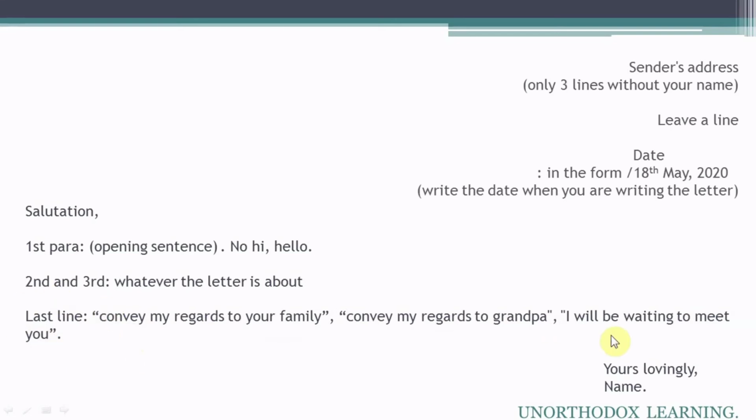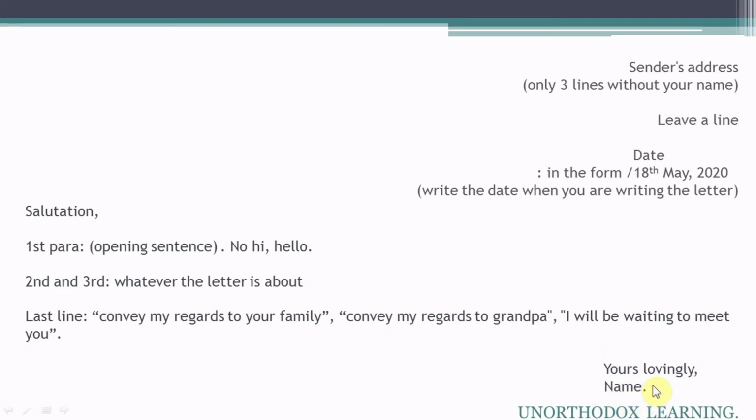After that, the most important thing which you should keep in mind is the subscription. How can you write the subscription? If you are writing to your near relatives, you can use either yours affectionately, yours lovingly, or your loving son, your loving daughter. Like this you can write the subscription, and after the subscription you will write your name.